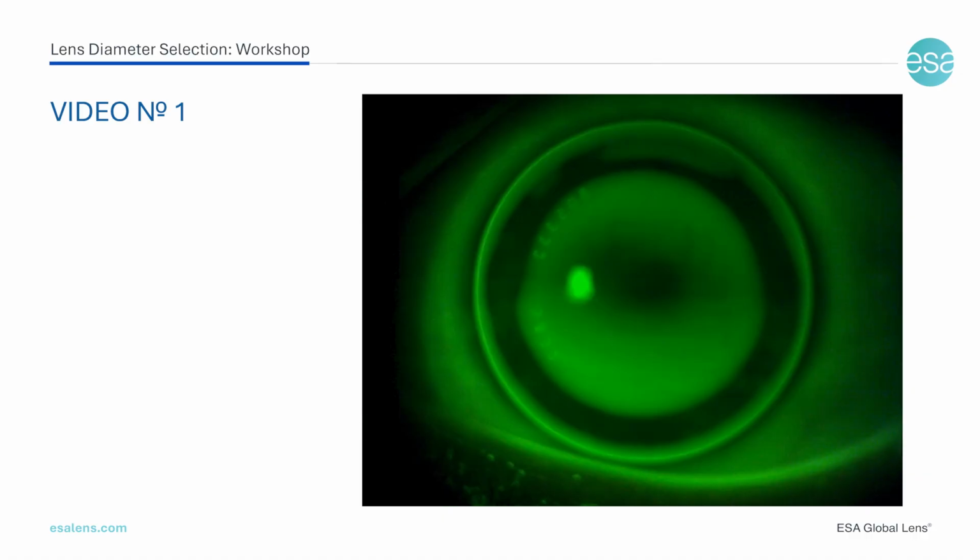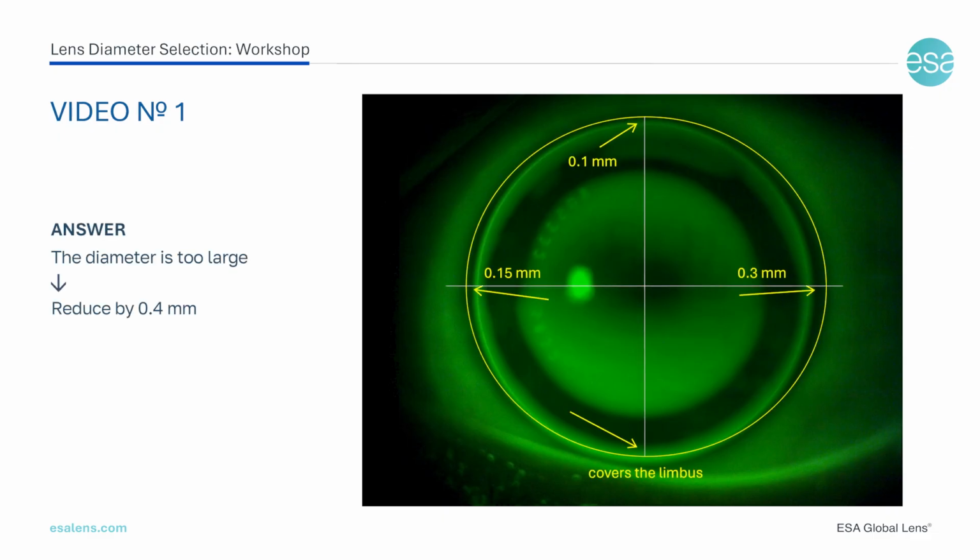What do you think of the diameter of this lens? What is your proposed action? The diameter of this lens is too large. In this case, we must reduce it by 0.4 mm and re-evaluate.